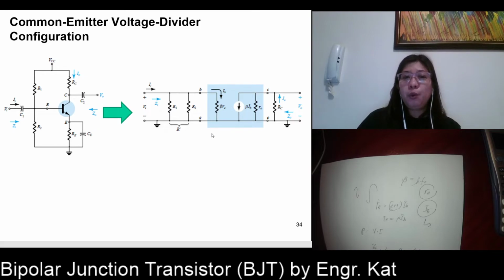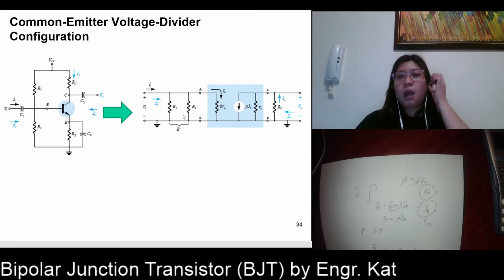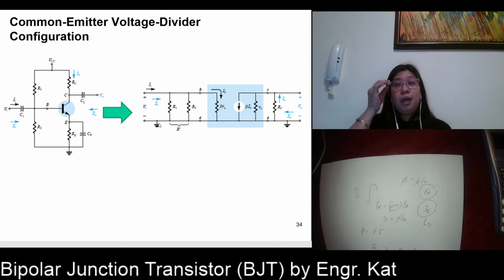Okay? So, the blue one still represents your transistor here. And then, of course, your RC. So, the only difference is your R1 and R2. Actually, you can make this equivalent to one resistor only. So if we get the parallel combination of this, therefore we will be arriving at a single resistor.